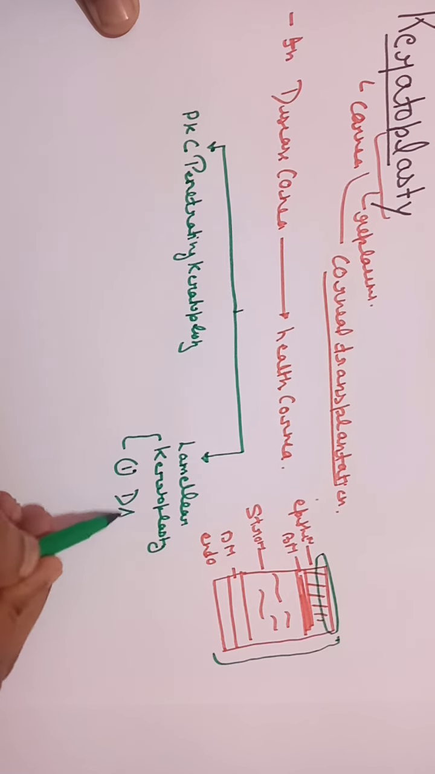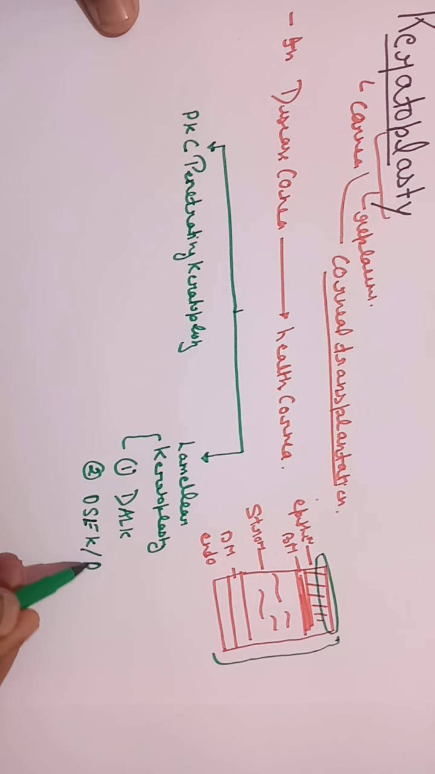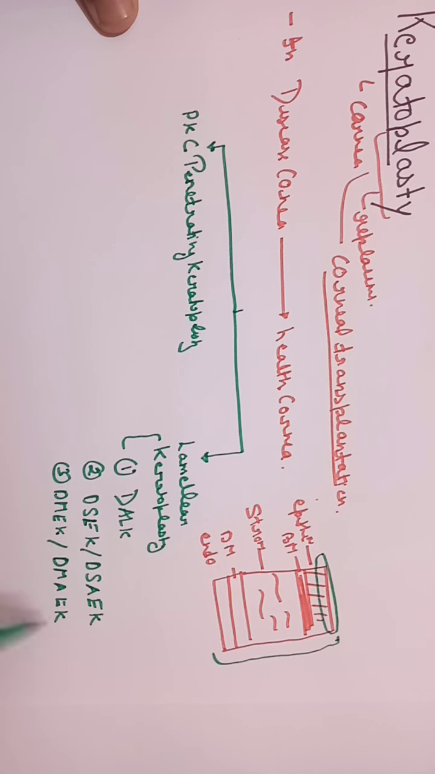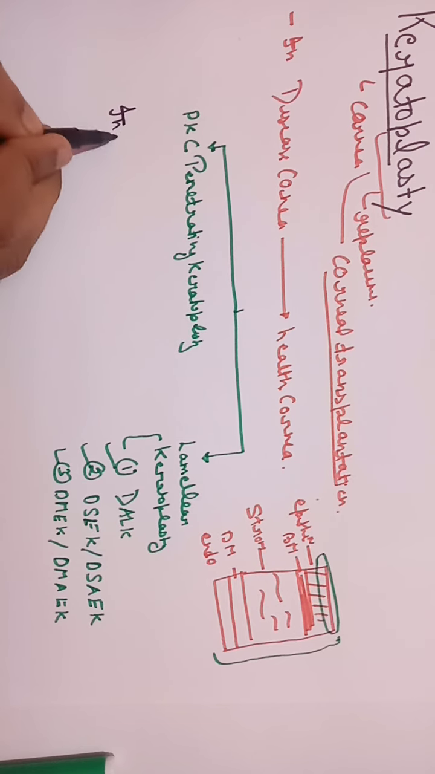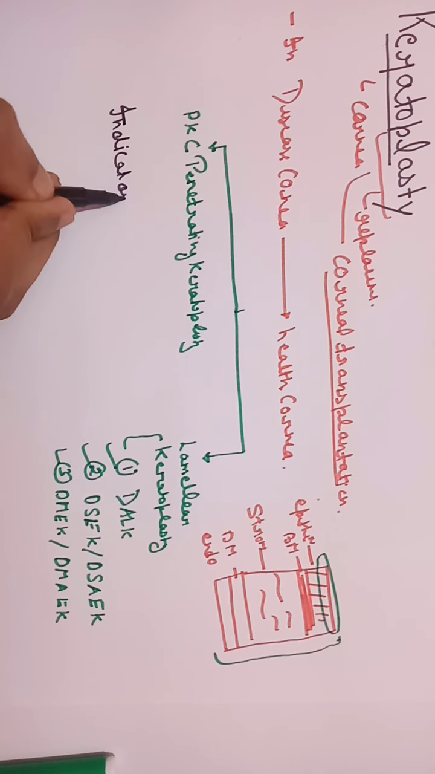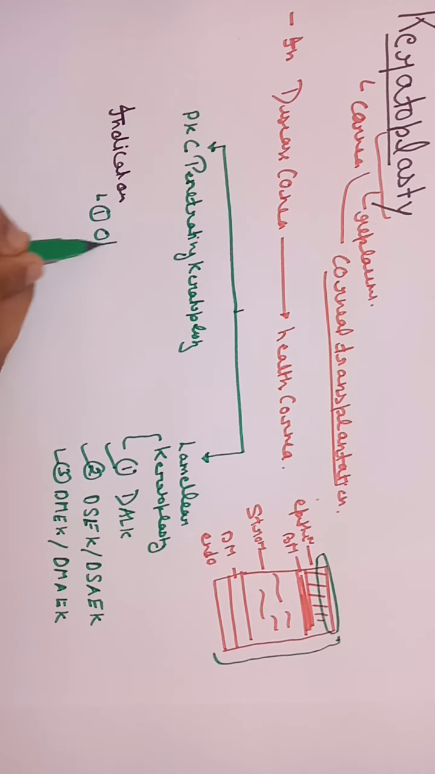In laminar keratoplasty, we will discuss three terms. First is DALK, second is DSEK or DSAEK, or third is DMEK. So we will discuss these three terms. Now, what are the indications of keratoplasty? First indication is, of course, optical purpose.